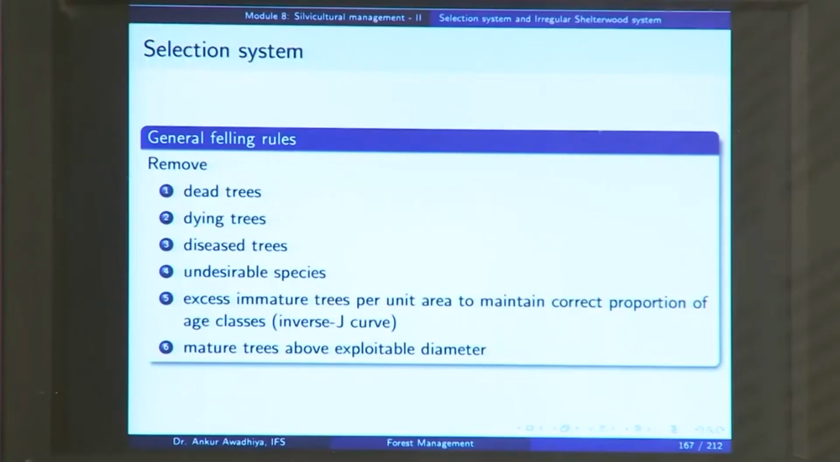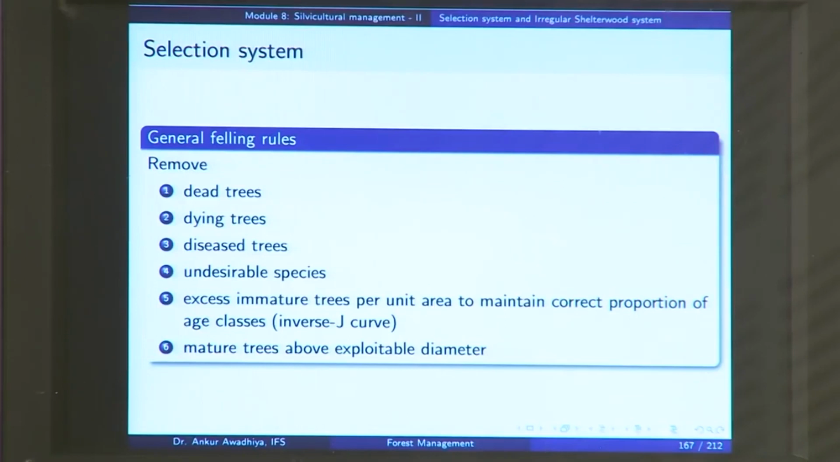So, what are the general felling rules like? Once you have selected your selection dBH or your selection girth, what are the trees that you will fell in this forest every year, or if you are taking a periodic selection system in every block? So, first of all you remove the dead trees. The dead, dying and diseased trees have the highest preference if you have to remove trees from the forest. Now, why is that so?